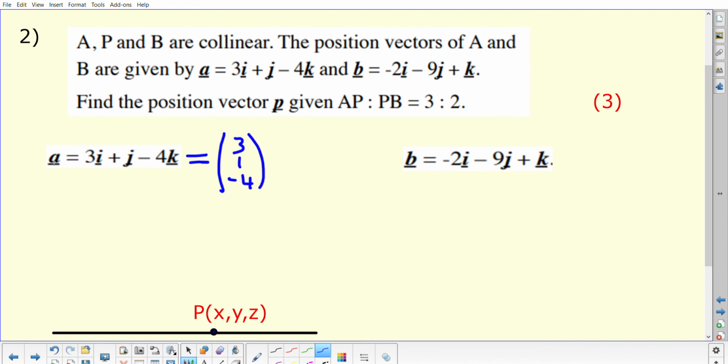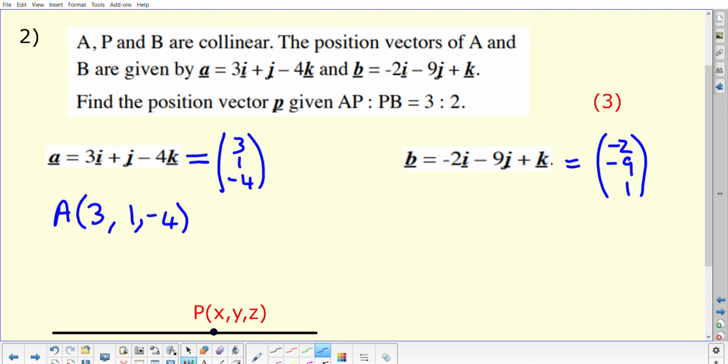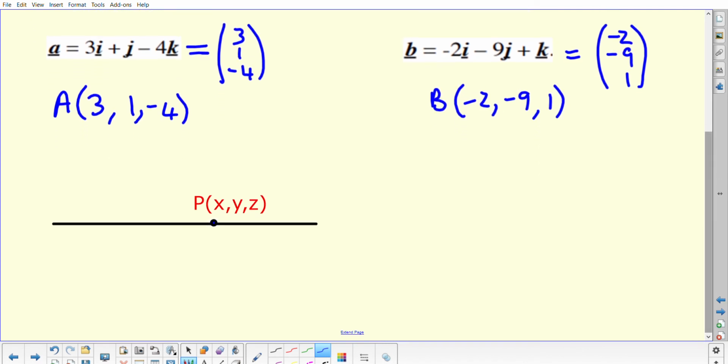So the position vector for A has components 3, 1, minus 4, which means the point A has coordinates 3, 1, minus 4. And then for B, you would have minus 2, minus 9, and 1. And again, that would give us a point with coordinates minus 2, minus 9, 1. So this time, drawing out your line, I would write in the coordinates here, and I'm also going to use the section formula to do this question, but you could use the other method.